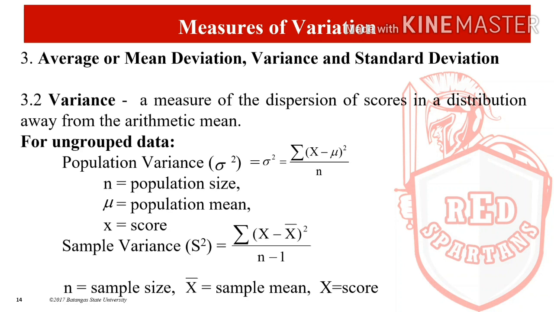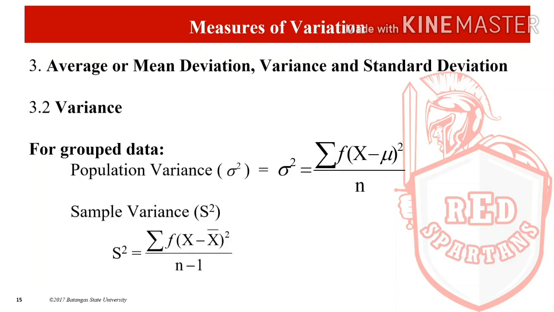Then for variance, a measure of the dispersion of scores in a distribution away from the arithmetic mean. So, yung ating variance kapag ungrouped data, meron tayo diyang formula. Then for population and sample. So, kapag population, ang denominator natin is n. And kapag sample, ang denominator natin ay n minus 1. Then kapag population din, ang ating symbol is sigma squared. Then kapag naman sample, ang ating symbol ay s squared.